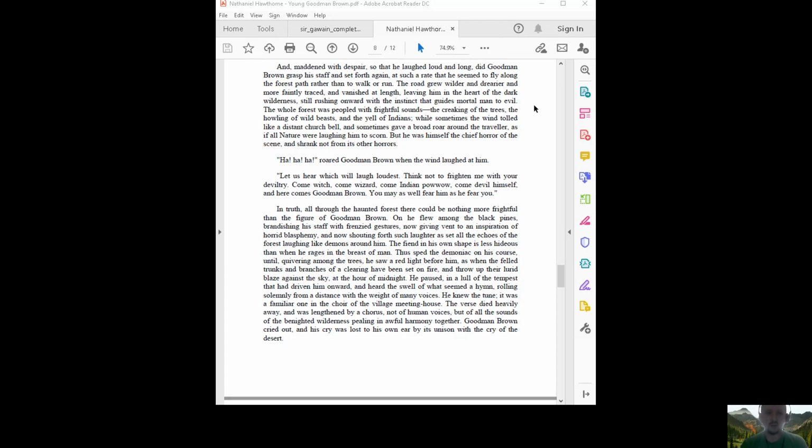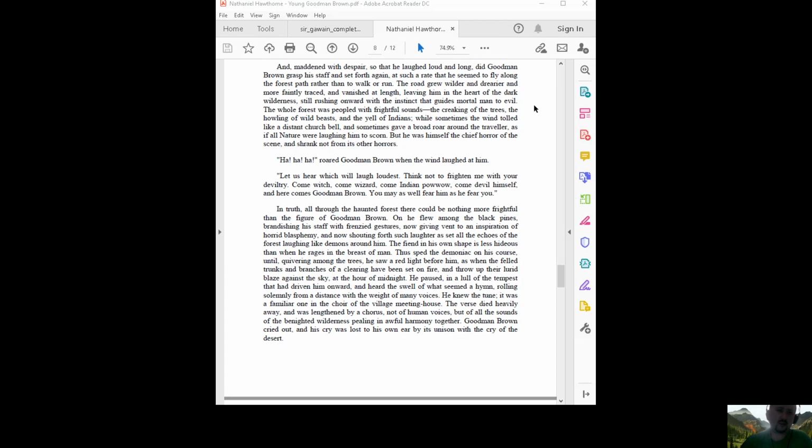And maddened with despair, so that he laughed loud and long, did Goodman Brown grasp his staff and set forth again, at such a rate that he seemed to fly along the forest path rather than to walk or run. And of course, if you're flying, you're a witch with Satan. So the road grew wilder and drearier and more faintly traced, and vanished at length, leaving him in the heart of the dark wilderness, still rushing onward with the instinct that guides mortal man to evil.